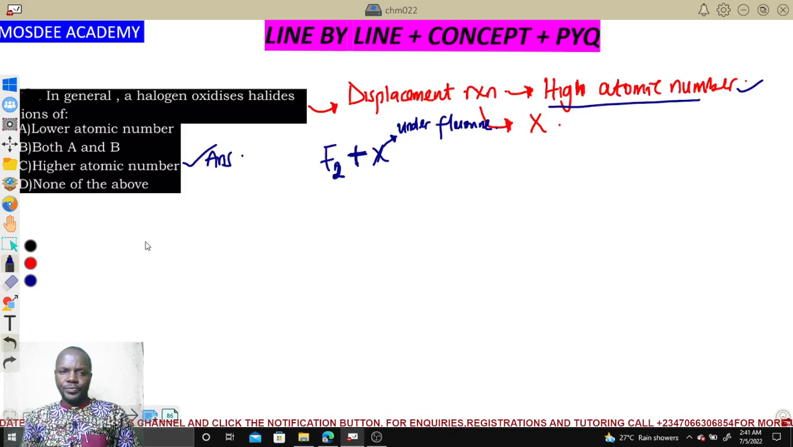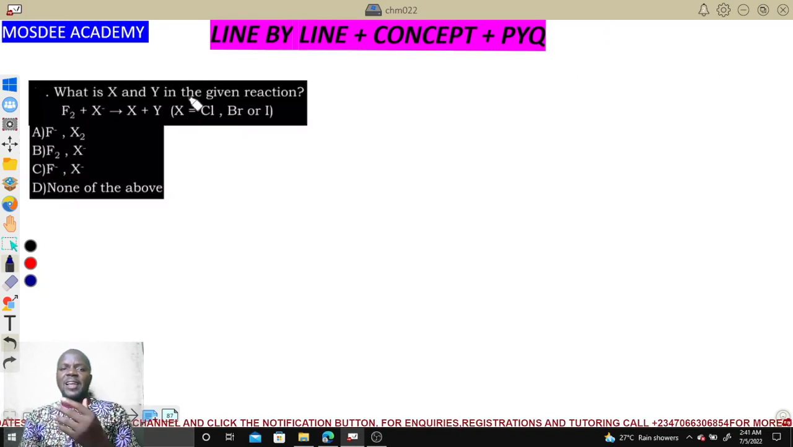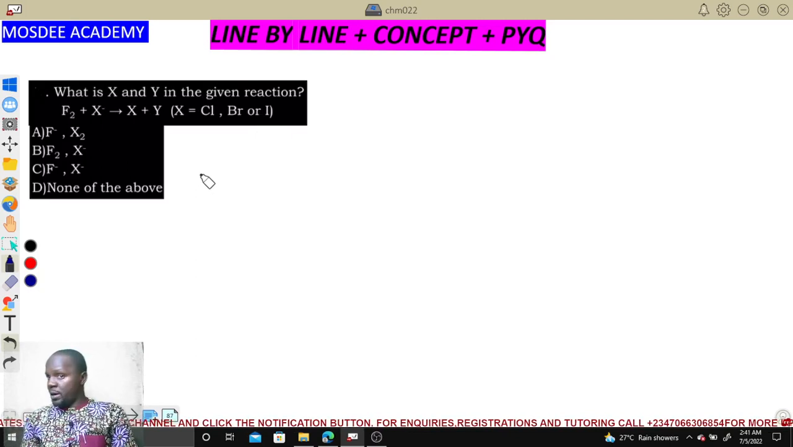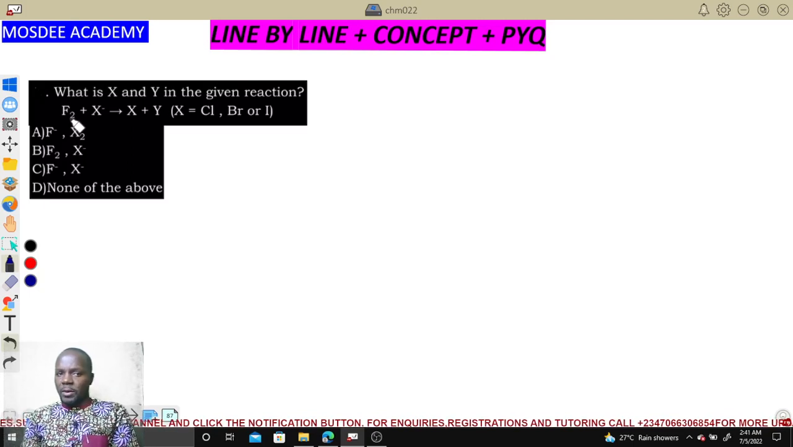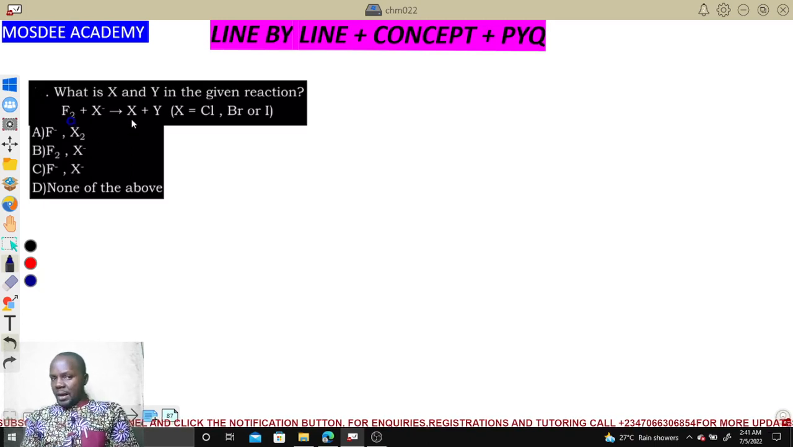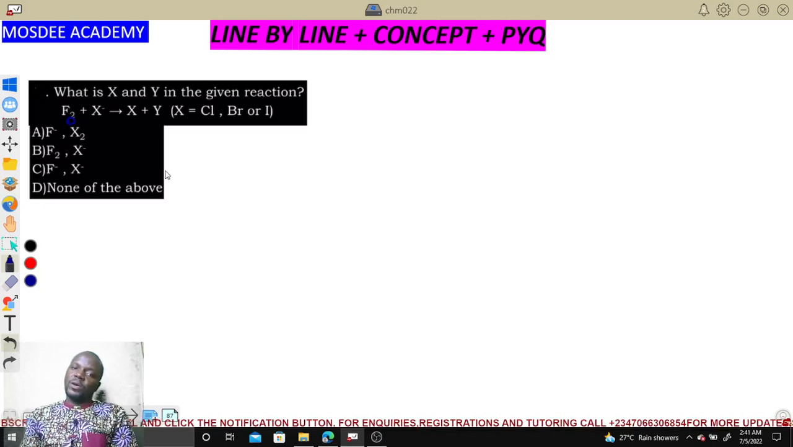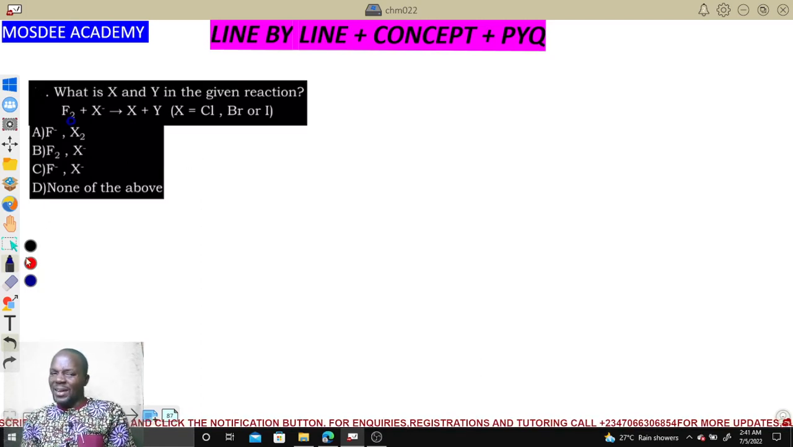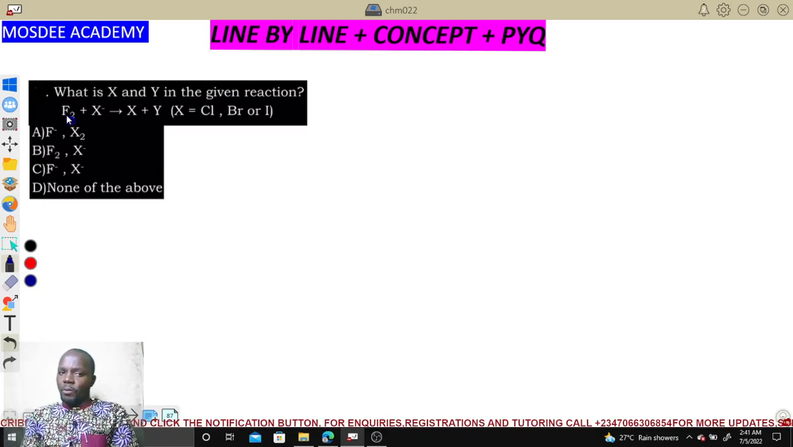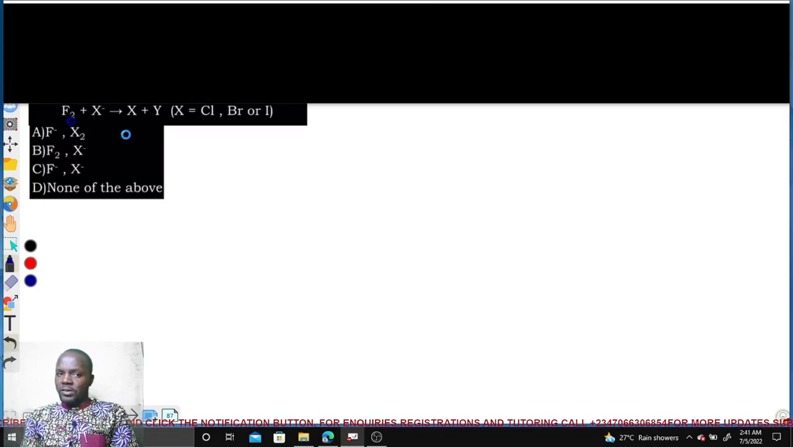The next question. Now, what is X and Y in the given reaction? I think this one will explain what I'm trying to say. Now, we know the oxidation number, talking about oxidizing ability. The oxidation number of this guy is 0. Then when it reacts, it will decrease its oxidation number. So when there's a decrease in oxidation number, we said any element that got itself reduced is an oxidizing agent, early classes. So it will now move from F2 now to what?